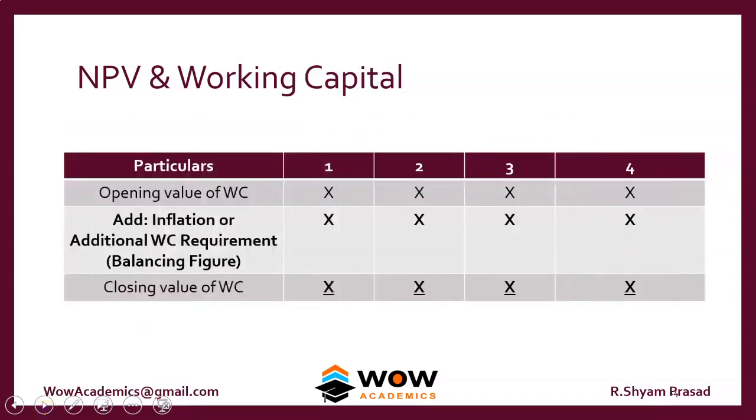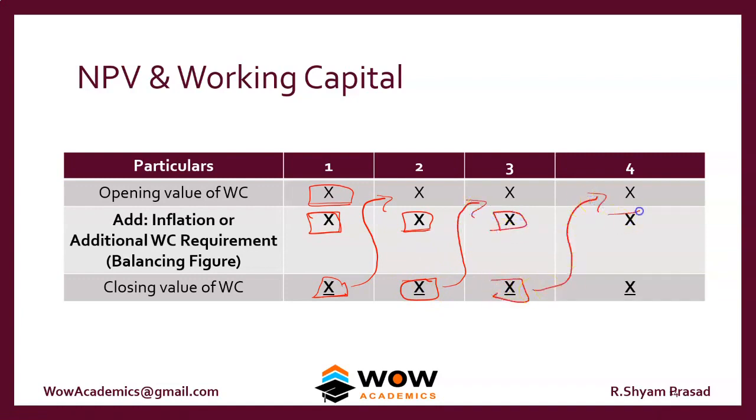So how do we compute the working capital? Working capital can be computed starting with an opening number. Then we add the percentage of working capital required, and we arrive at the closing. The closing becomes the opening. Again, we add the inflation or the working capital required, and we arrive again at the closing. So it's an iterative step which keeps on continuing. Which of these numbers go to the NPV table? The additional working capital required alone goes to the NPV table.